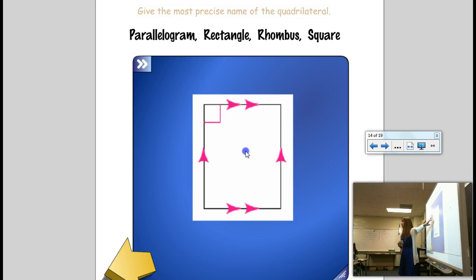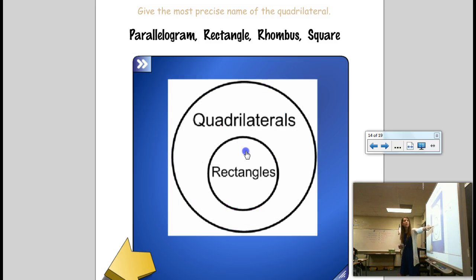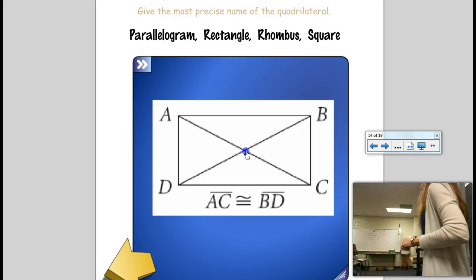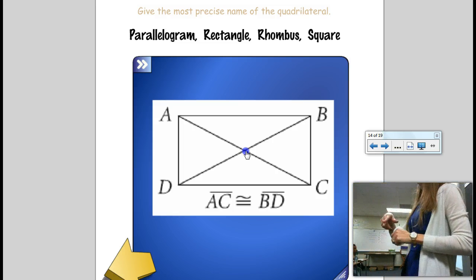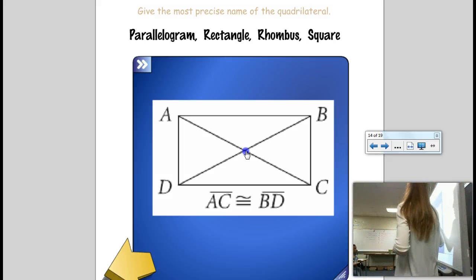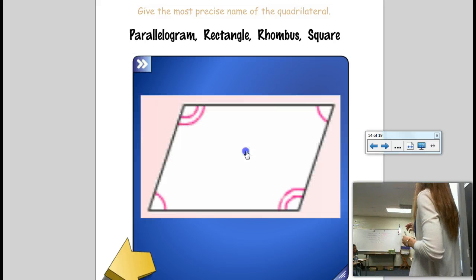What number are we on? Number 8. AC is congruent to BD. Kenneth, what is this one? A rectangle. And why is it? Can you tell me why? What's AC called? It's not a side, it's a diagonal. When it's a parallelogram and the diagonals are congruent, it gets promoted to a rectangle. Diagonals are congruent, that's why it's a rectangle. Okay, next one.